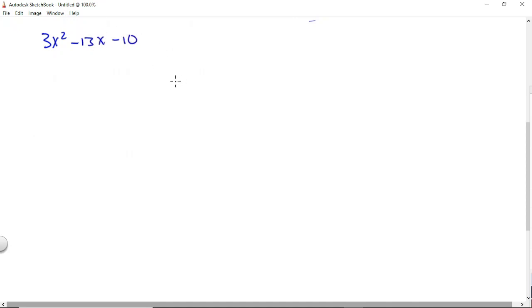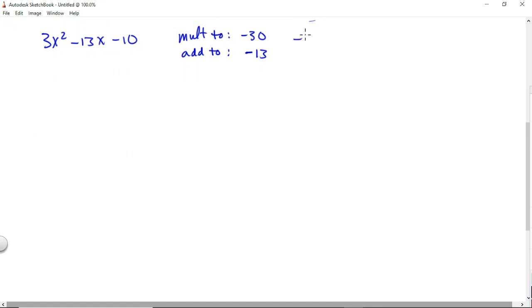Okay, so by the AC method, or split the middle method. It's sometimes also called the AC method. So we find numbers that multiply to, what is A times C? 3 times negative 10. That's negative 30. And then they add to negative 13. Okay, so what are those numbers?